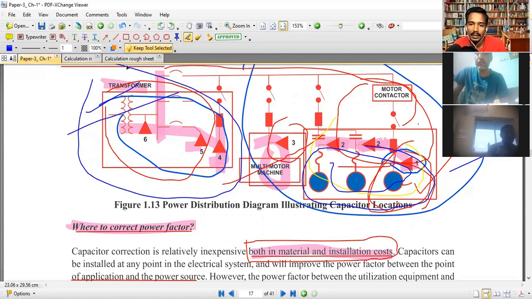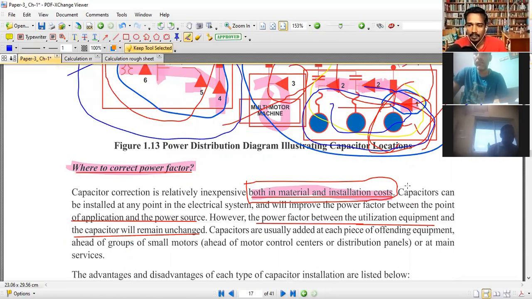But if we are using it here, it means total power factor improvement, and kVA also reduces, but there is no benefit for that motor end.